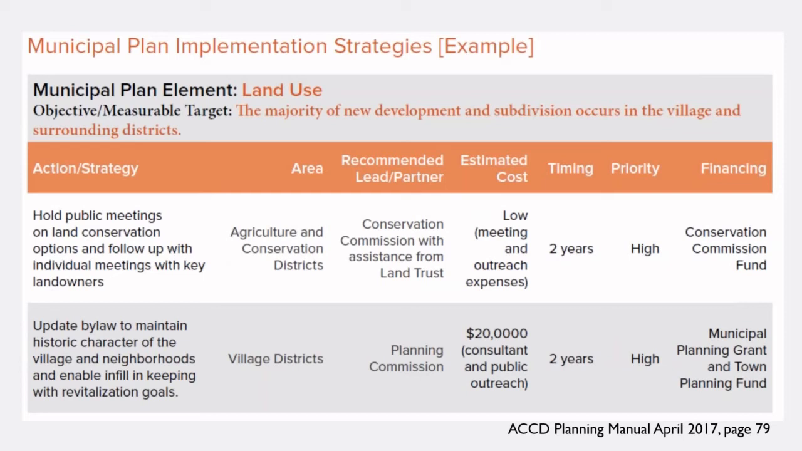The example that is showing here is that they've identified an implementation strategy that is directly related to the land use section of their town plan. So, for example, the first action or strategy that they've identified is they want to be holding public meetings on land conservation options and follow up with individual meetings with key landowners. They've identified that that action should specifically be taking place in the area identified as the agricultural and conservation districts, and that the Conservation Commission, in assistance with the Land Trust, are the most appropriate designated partner to ensure that action is implemented.